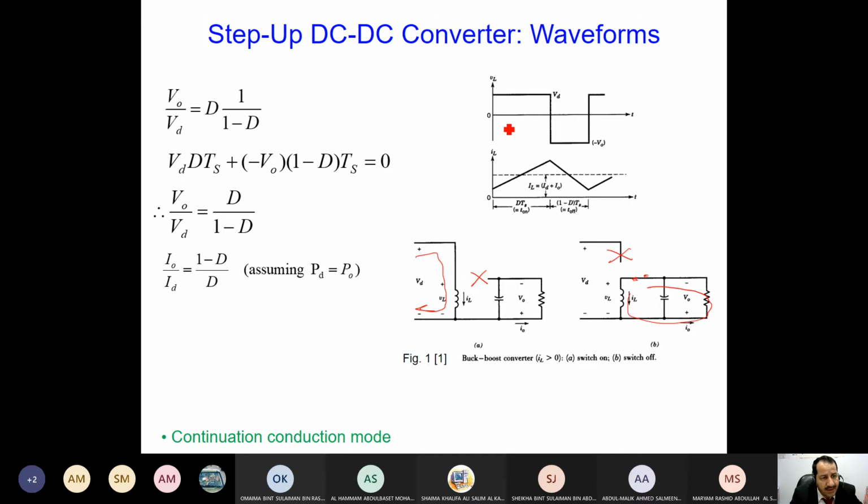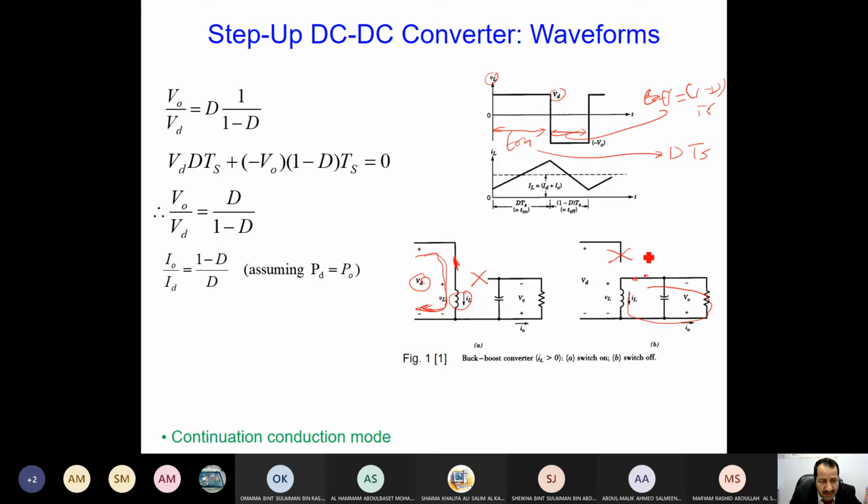Okay. As an example, here when the switch is on, current will flow through the inductance, so the whole voltage will be applied across the inductance. Very simple. This is VL, it is VD at the beginning, at T on. Here, from here to here is T on, and don't forget T on is DTs, okay? For T off, from here to here, T off, which is equal to (1-D)Ts, okay?